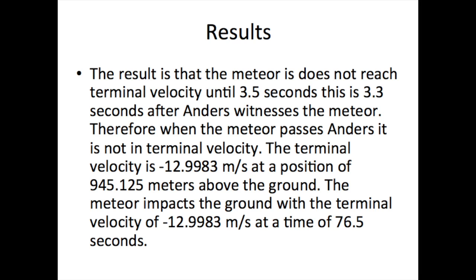The terminal velocity is negative 12.9983 meters per second at a position of 945.125 meters above the ground. The meteor impacts the ground with the terminal velocity of negative 12.9983 meters per second. Terminal velocity is when the velocity does not increase. That is why it has the same velocity at 3.5 seconds as it does at 76.5 seconds. Thank you for watching. This concludes Lab 5.